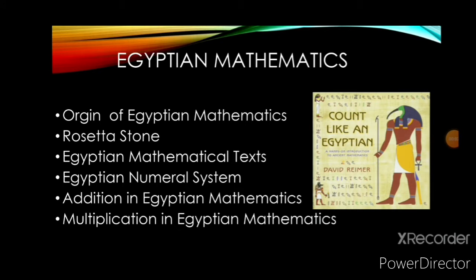In Egyptian mathematics, we will be looking at these topics: origin of Egyptian mathematics, Rosetta Stone, Egyptian mathematical texts, Egyptian numerical system, addition in Egyptian mathematics, and multiplication and division in Egyptian mathematics.